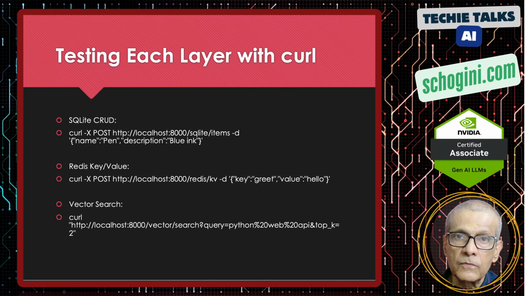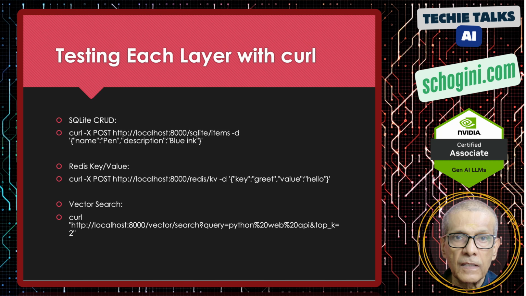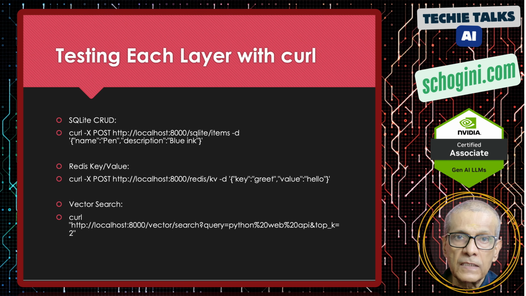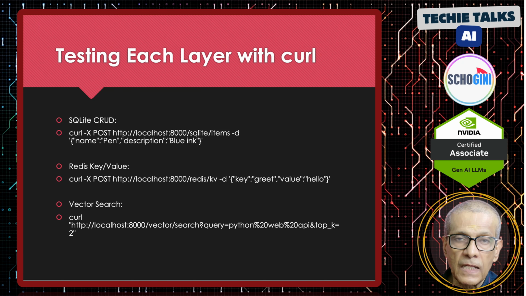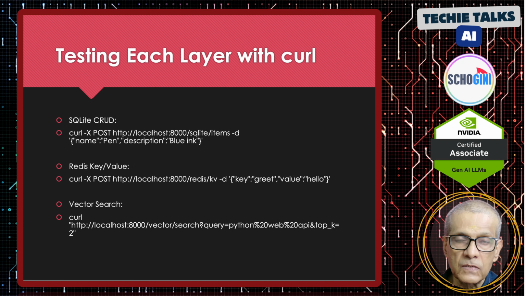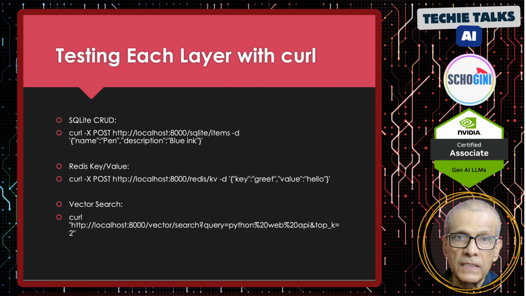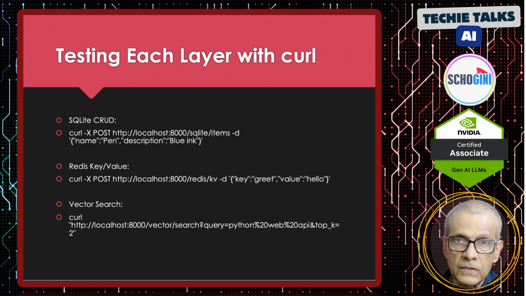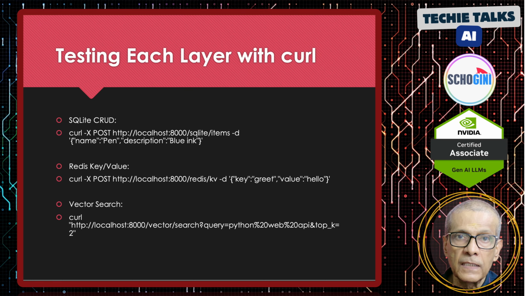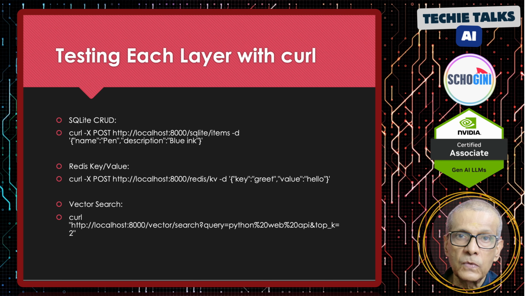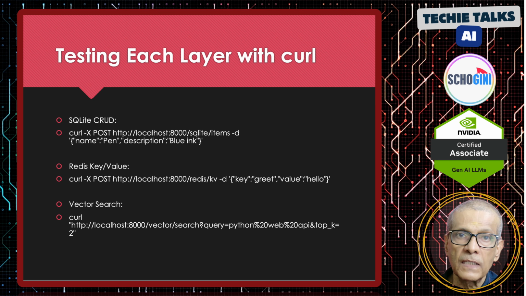Testing each layer with curl. The best way to understand this system is to test it directly using curl. Create and list items: /sqlite/items. Set and retrieve keys: /redis/kv and /redis/doc. We will see this. Add and semantically search vector embeddings: /vector/docs and /vector/search. Each command can be executed directly in our terminal, so you can see how each database behaves differently in response to the same kind of operation.